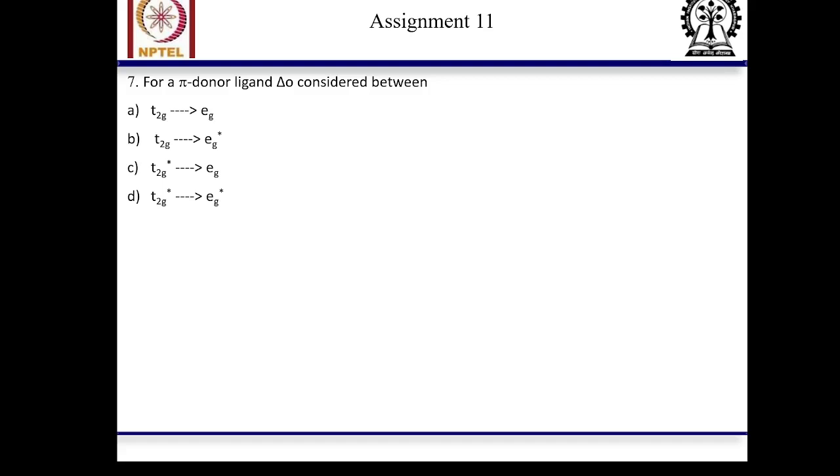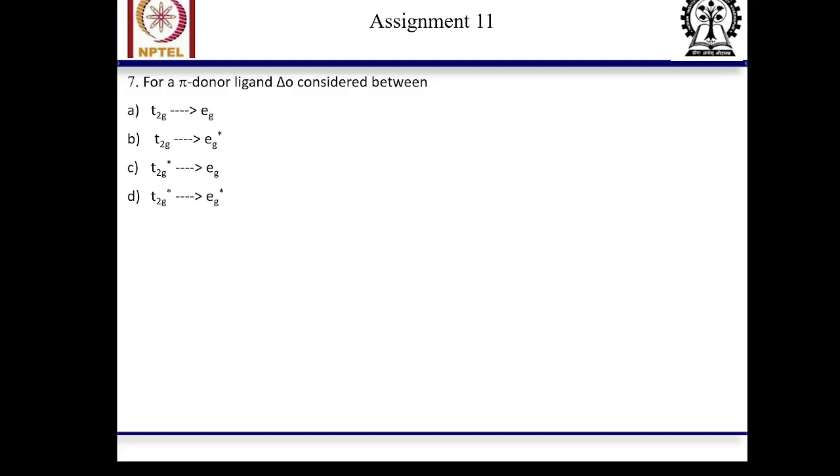Any guesses? Can anyone guess for this question number 7? B, T2g to Eg star. That is not the correct answer. The T2g to Eg star for a pi donor ligand. T2g to Eg, that is also not correct.